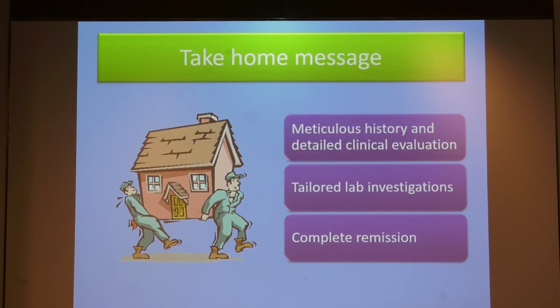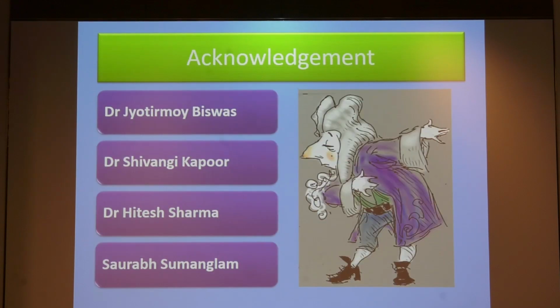So the take-home message is that meticulous history and detailed clinical evaluation are really going to help you in diagnosing the etiology behind this inflammation, and accordingly you will have to tailor your lab investigations. And then the ultimate aim in the management of anterior uveitis, particularly whether it is a non-infectious one or an infectious one, is that you will have to achieve complete remission.